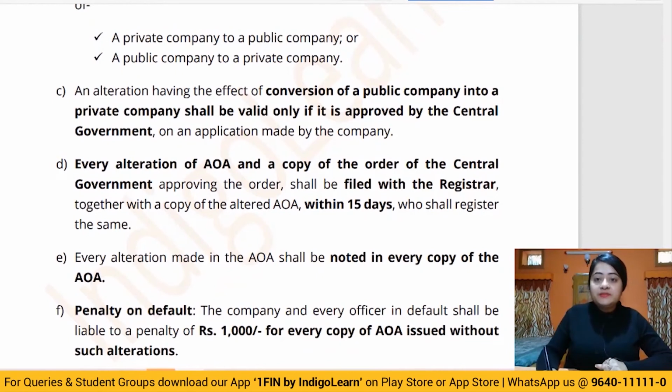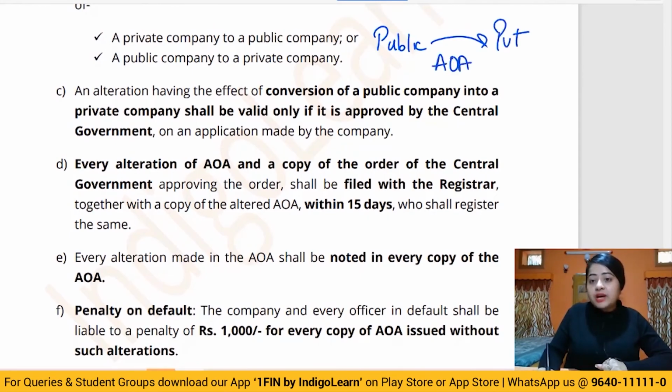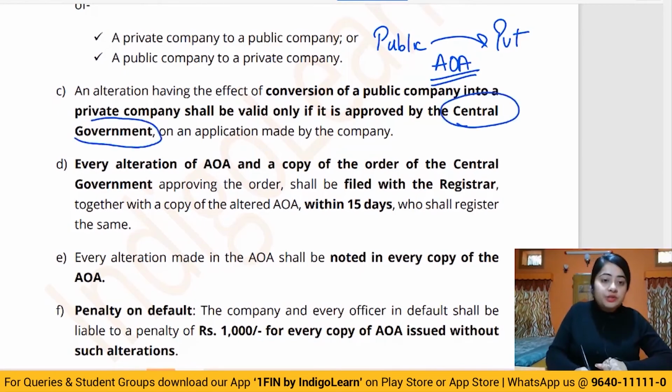Now specifically, if the company wants to convert from a public company to a private company, and for that purpose the articles of association have to be changed, in that case central government approval will also be required. So in case a public company is converting to a private company, section 14 says that central government approval will have to be taken. Apart from that, the special resolution will also have to be passed to change the articles of the company.